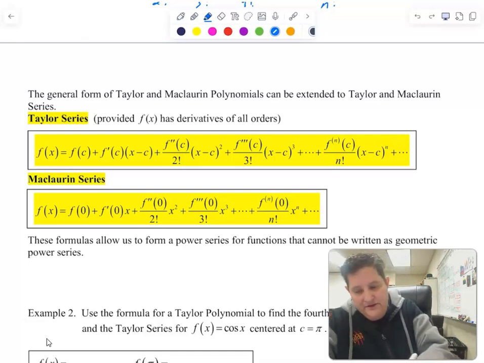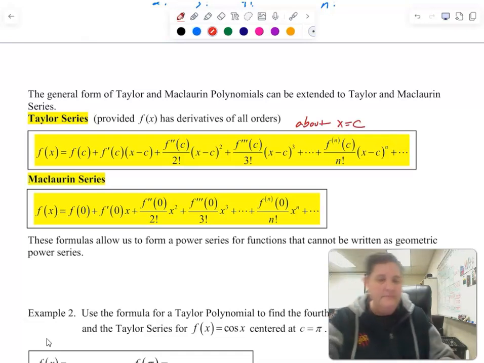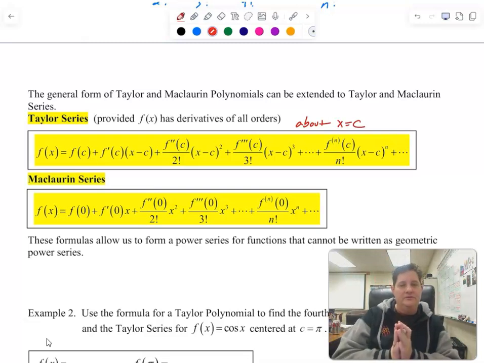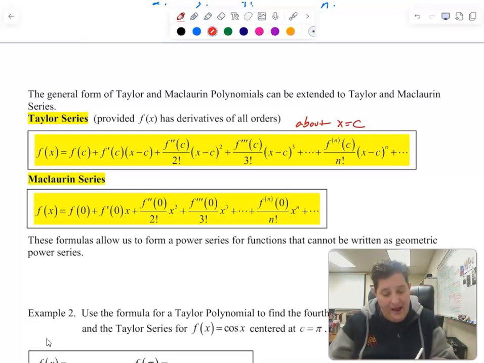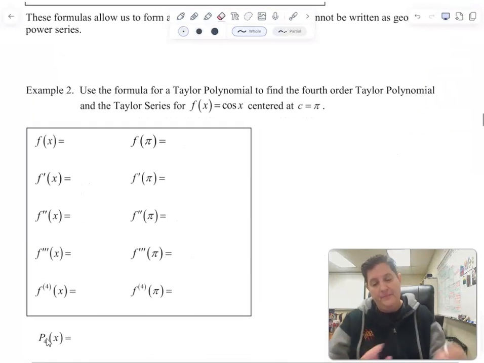The Taylor series is different because it's about x equals c, meaning not at 0, and then the Maclaurin series is at 0, and we extend them out forever. So we have power series, which means functions with exponents, even if they can't be geometric. Like e to the x was geometric, but we have some things that are not. Okay, so check it out.